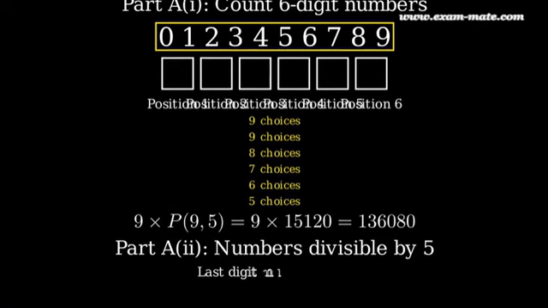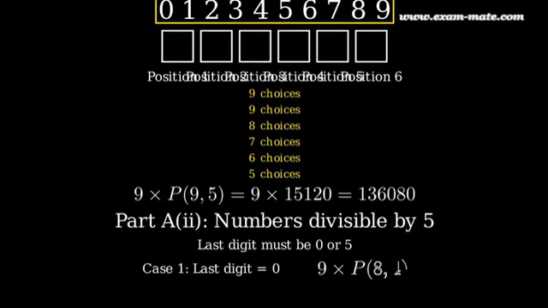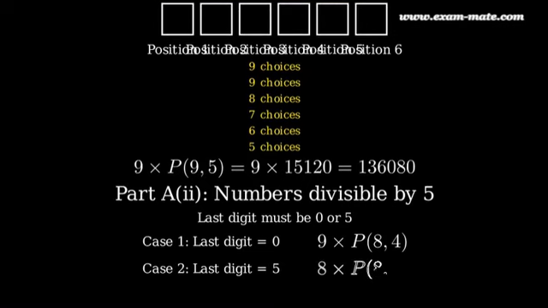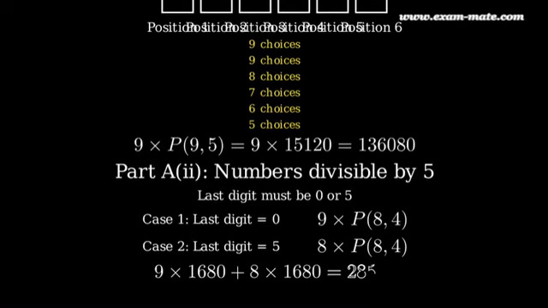For part A2, we need to find how many of these numbers are divisible by 5. A number is divisible by 5 if and only if its last digit is either 0 or 5. Let's solve this case by case. Case 1: when the last digit is 0, we have 9 choices for the first digit, not 0, and we need to arrange four digits from the remaining 8 digits. Case 2: when the last digit is 5, we have 8 choices for the first digit, not 0 or 5, and we need to arrange four digits from the remaining 8 digits. Adding these cases together, we get 28,560 numbers that are divisible by 5.